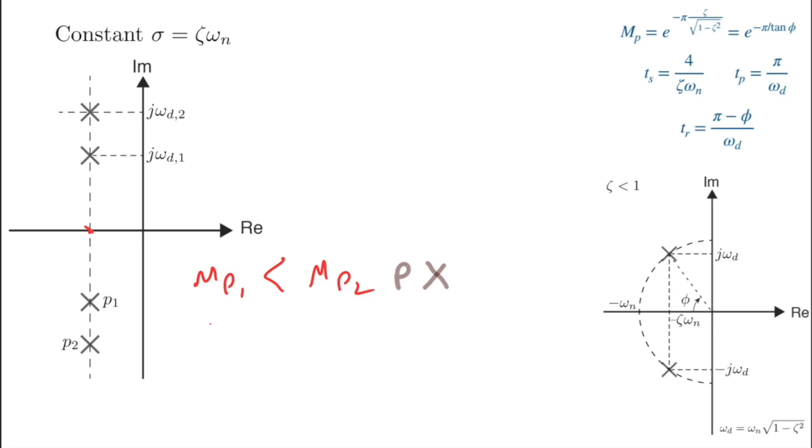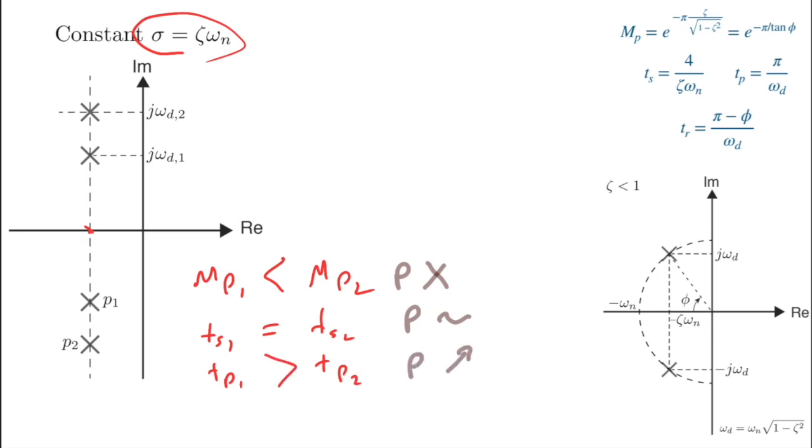What about settling time? TS1, TS2, it depends on the sigma, so it's the same. So in terms of performance, I have no change. Okay, that's great. So let's look at the peak time, which is also straightforward. TP2 is pi divided by omega d. Omega d is increasing, so peak time is decreasing. So I have a peak time improvement.